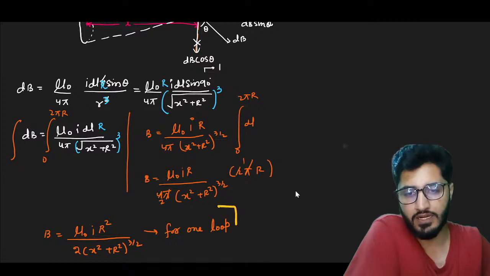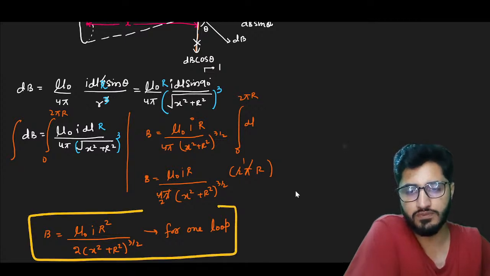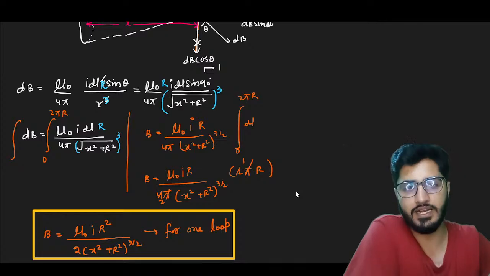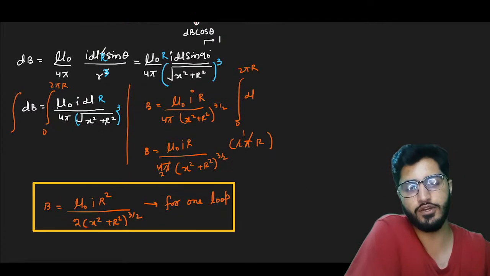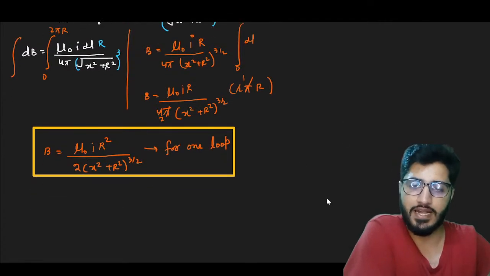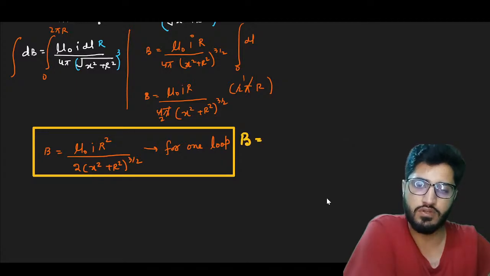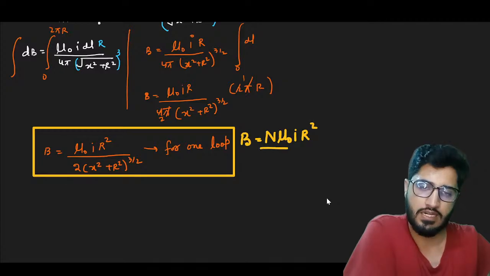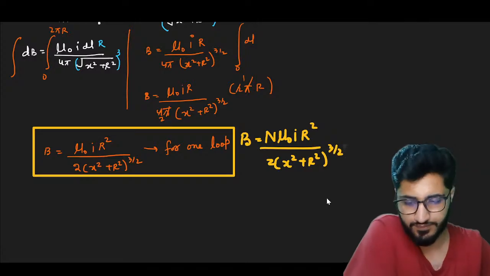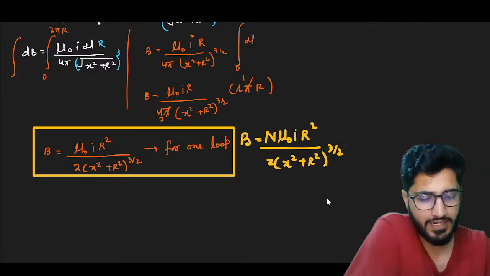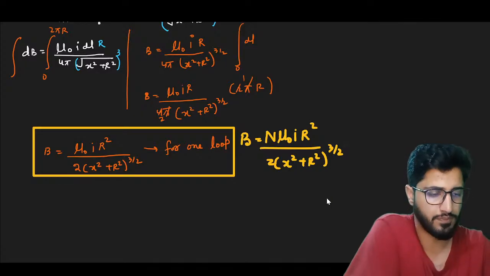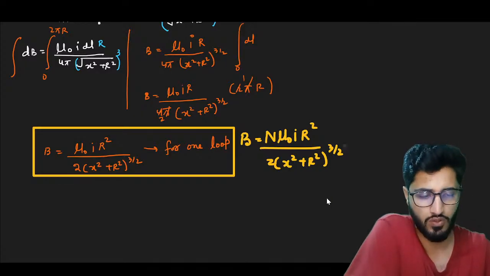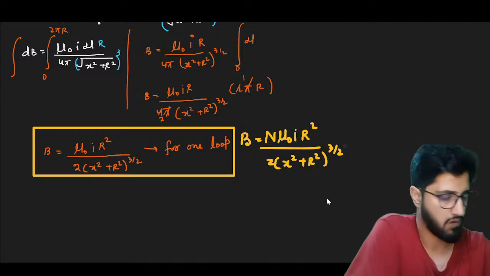But if we are dealing with n number of loops, then I need to multiply it with n. So I can write B equals n times nu naught I r square divided by 2 times x square plus r square to the power 3 by 2. Okay. Now let's manipulate these things. How, sir? Look now.